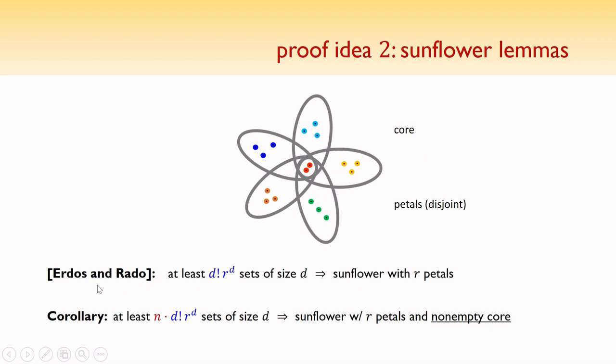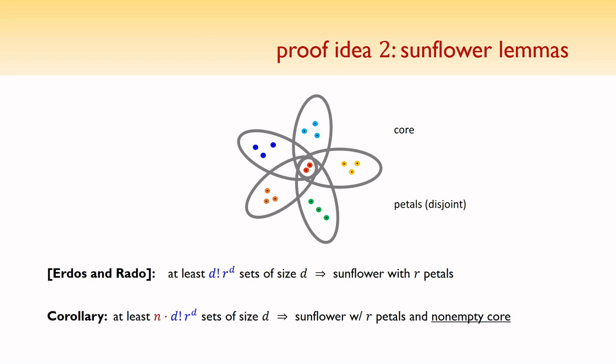And the famous result of Erdős and Rado says that if there are at least this many sets of size at most d, then this set system must include a sunflower with r petals. Contrapositively, if a set system of size at most d has no sunflower with r petals, then it must have a bounded number of sets. So we generalize the statement to consider sunflowers with non-empty core, and we show that if a set system of sets of size at most d has no sunflower with r petals and non-empty core, then it must have a linear number of sets. And we'll be using this statement in our final proof.